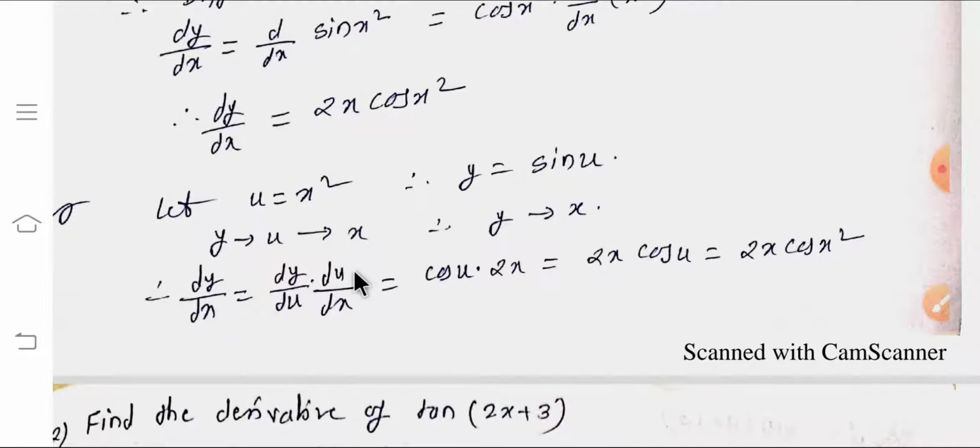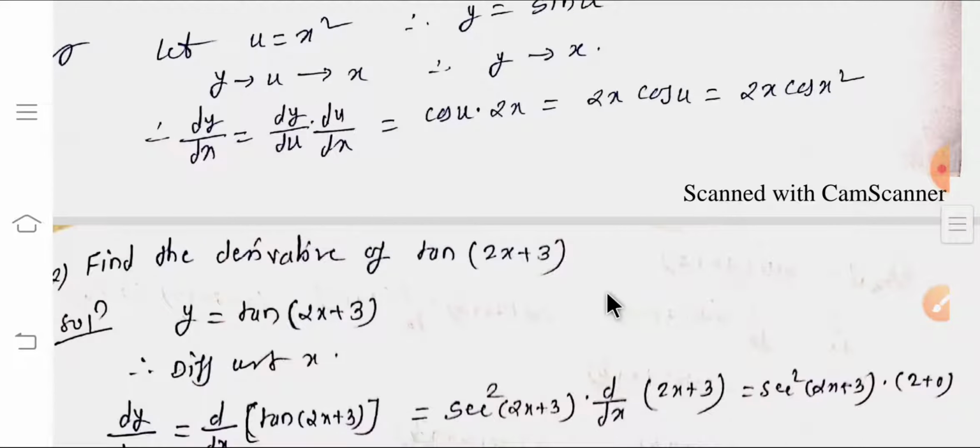Or let us explain it this way: suppose u equal to x square, therefore y equal to sin u. Here y is a function of u is a function of x. This implies that y is a composite function of x. So dy by dx is dy by du into du by dx. dy by du is cos u, into du by dx, the derivative of x square is 2x, because we apply the x raised to n formula here. That comes 2x into cos u, with u equal to x square, so 2x into cos x square.